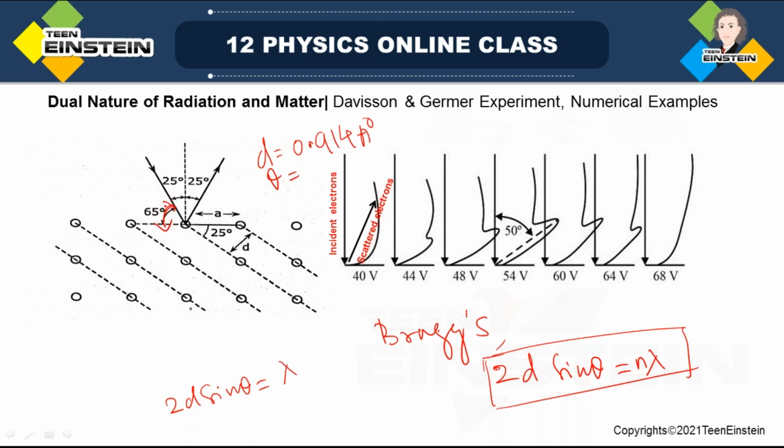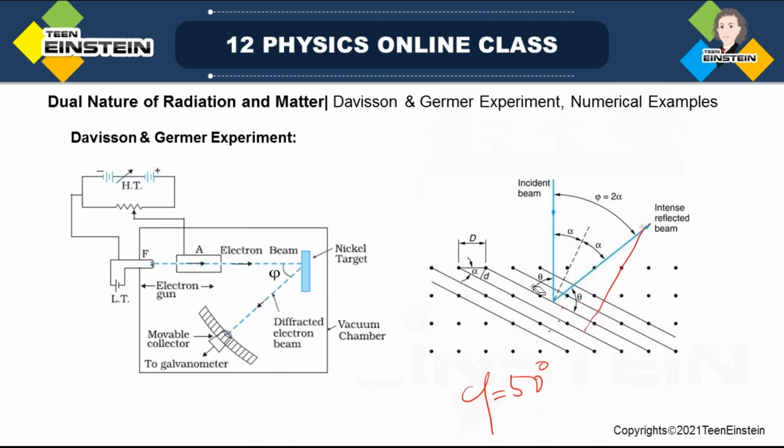Okay, so this angle is actually 65. How do you get it? If this is 50, see, this is 90 minus 25. So 90 minus 25 will give you 65. So this is theta. Maybe let me go there and show you.